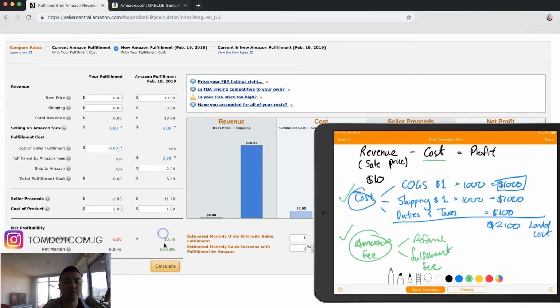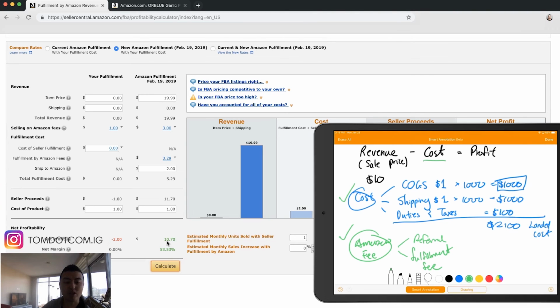Number one is the net profit, and number two is the net margin. Now, for the net profit, I always want that number to be anywhere between $8 and $10. Why? Because that way I can have a little bit of money left for advertising. If this number is only $2 to $3, that means you're only making $2 or $3 per sale before advertising, and that is pretty lame, right? That's very, very thin. And after advertising, you probably don't even have any money left.